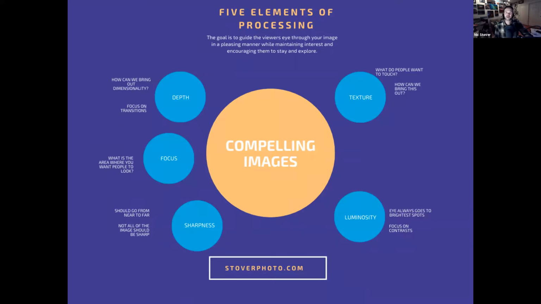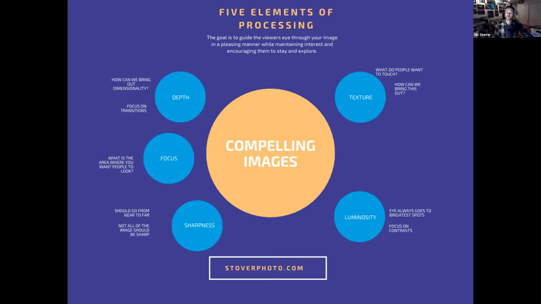And so depth is, when we think about it, how can we bring out dimensionality within our images, and where can we focus on transitions, near to far, light to dark, warm to cool. How those elements all add a lot of depth to our image, which really brings out eye movement. Focus is another one. So how do we want the person to focus within our image, and where do we want them to look? Sharpness is a similar thing. It should go from near to far. The tendency in Lightroom, in my opinion, is if you don't sharpen correctly, you can have your entire image sharp all the way through, when what you should be seeing is what is closest to you should be the sharpest, and that which is further away, which is the same way that our eye sees, would be much less in focus.